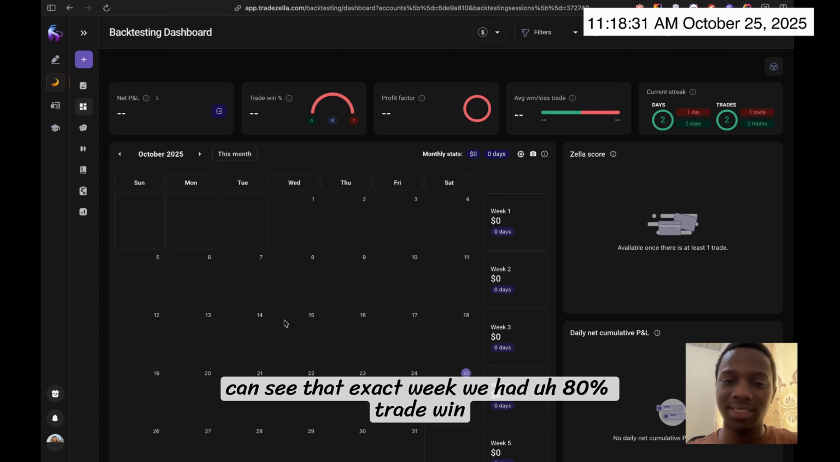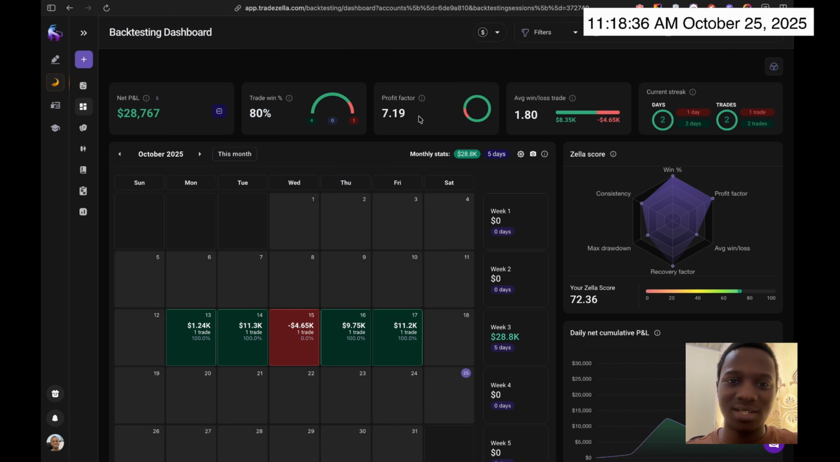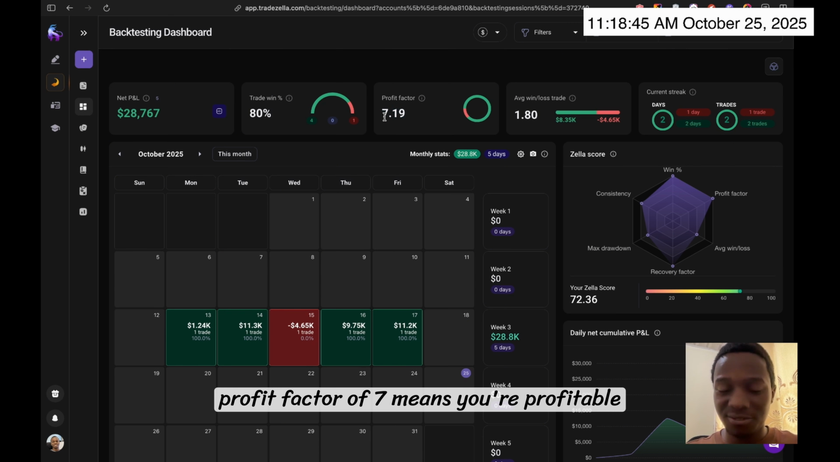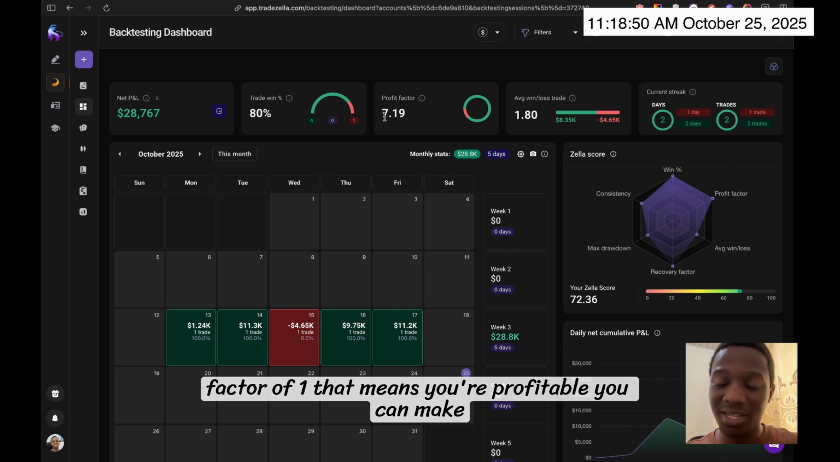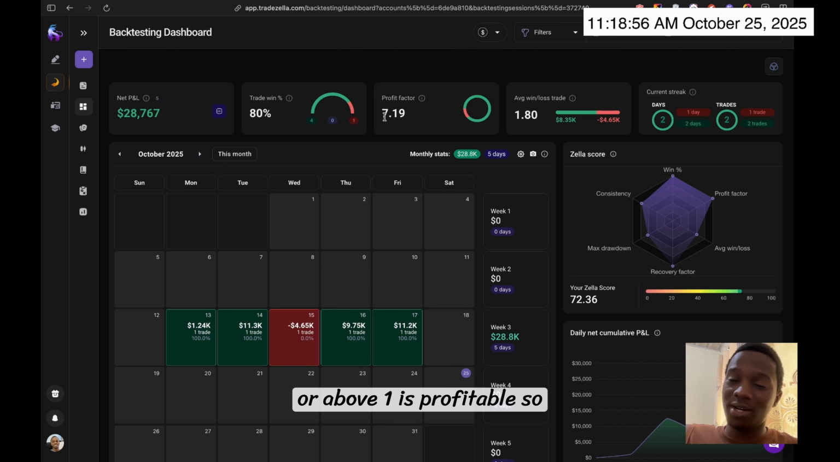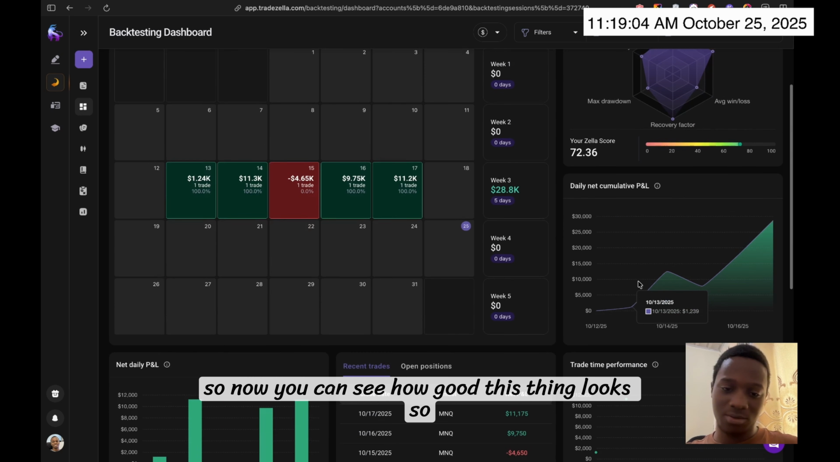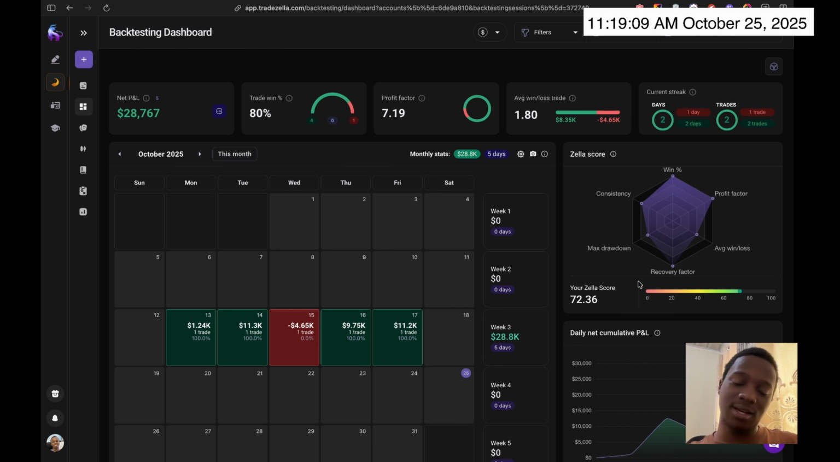You can see that exact week we had 80% trade win, 7 profit factor. I don't know if you understand this. Profit factor of 7 means you're profitable like 7 times, because obviously if you have a profit factor of 1, that means break even, and 1 point something or above 1 is profitable. So 7 is extremely profitable in my opinion. So now you can see how good this thing looks. It's just a matter of repeating it and making it on a consistent basis.